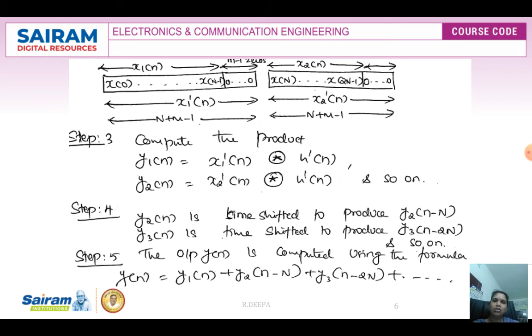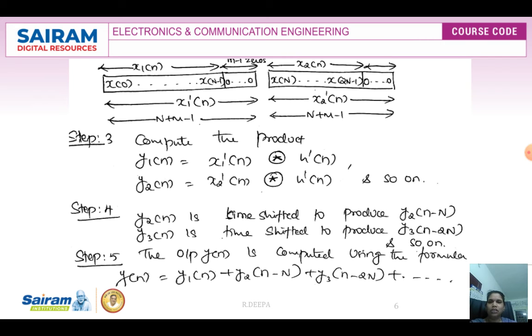So step 3 is that you need to compute the product of x1 dash of n circular convolute h dash of n. So you have to find y1 of n, which is nothing but the circular convolution between x1 dash of n and h dash of n. Then you find y2 of n, which is x2 dash of n circular convolute h dash of n. In the similar way you need to do it till the complete x of n is done. Similarly you can name the products y1 of n, y2 of n, y3 of n, y4 and so on.